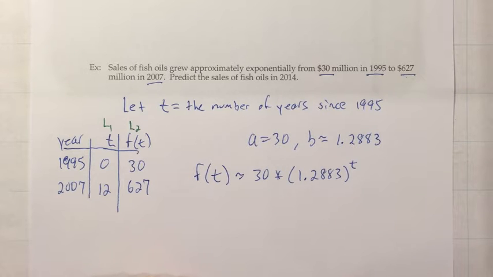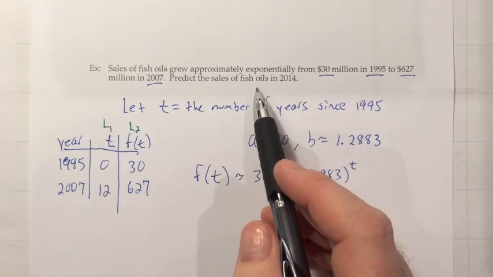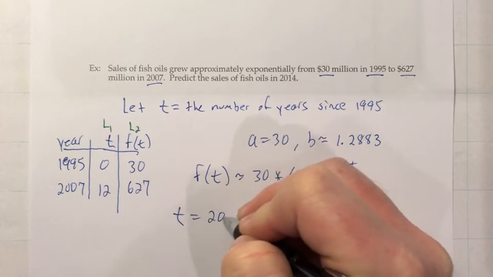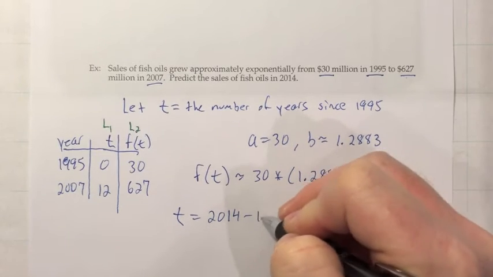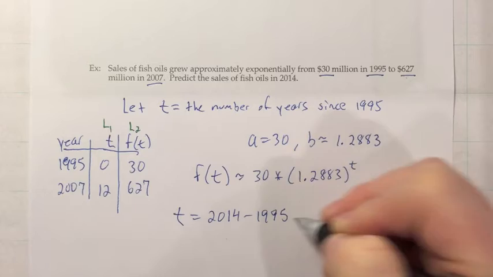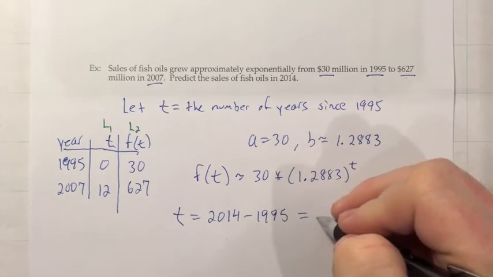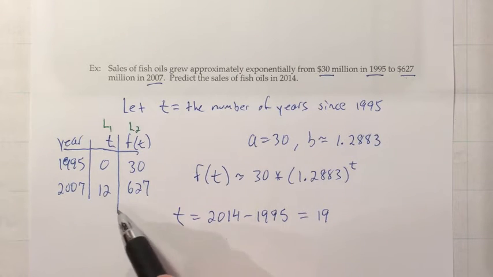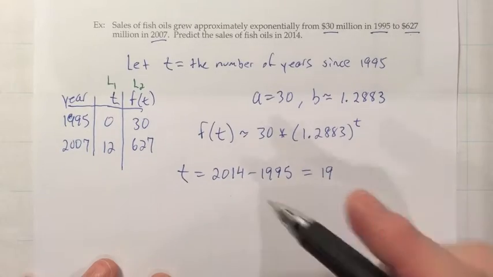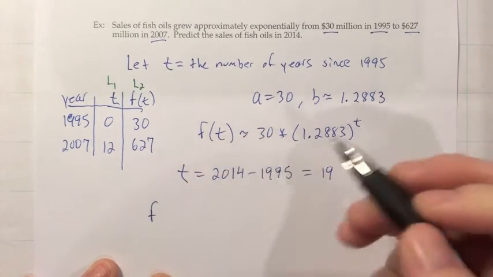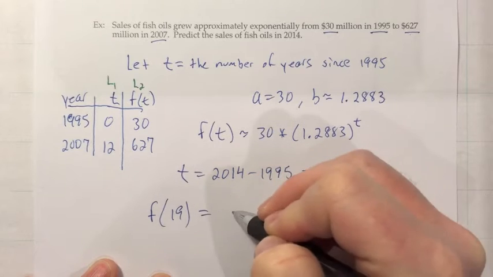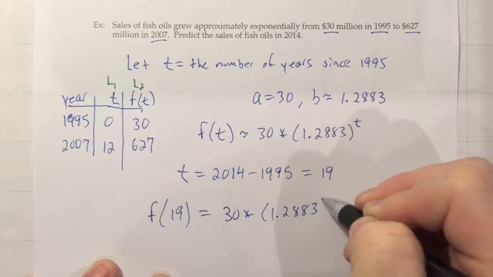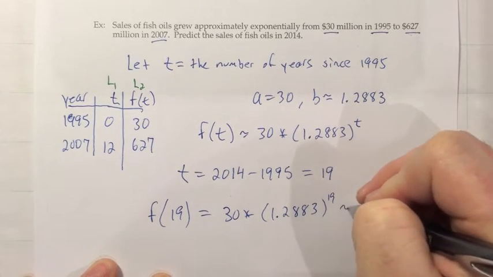And then let's think about what it is they want us to answer. So they said predict the sales of fish oils in 2014. So the t for that would be 2014 minus the starting year of 1995. So that should be 19 if I'm doing the subtraction right. That's also 7 years later than this, which would be 12 plus 7 is 19. So a couple ways to think about that. And then our prediction would be f of 19, which would be 30 times 1.2883 raised to the 19th power.